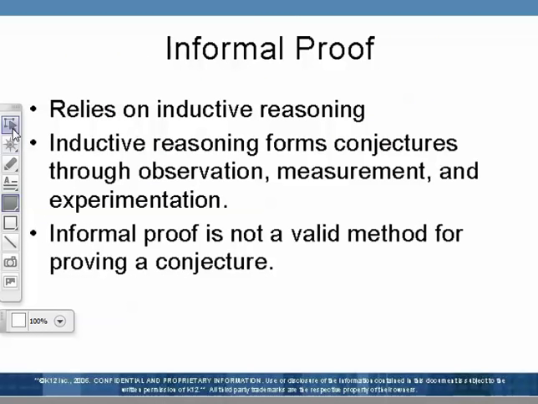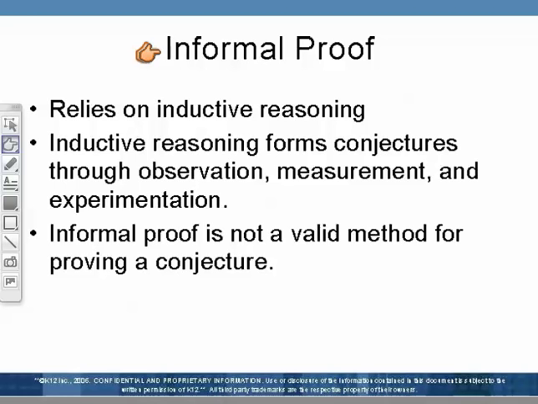Okay, so where are we? We're looking at informal proofs, or we're looking at proofs in general. One of the first things that you're going to discover is there's a formal way of writing a proof and an informal way of doing it. Okay? Informal logic relies on inductive reasoning. Inductive reasoning is simply looking at something and looking at the pattern that it is making, and then concluding from that pattern what the next one is going to be.